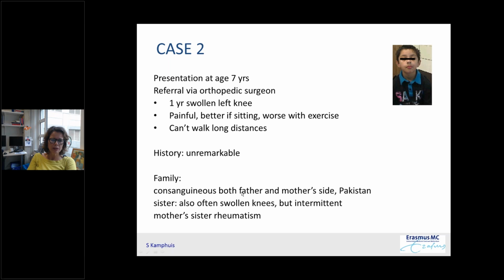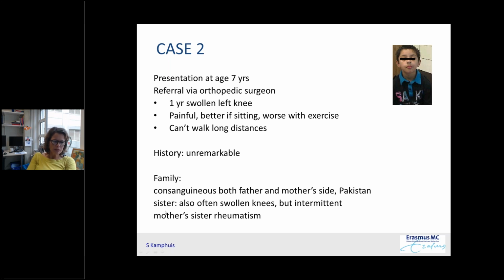So his family, he came from Pakistan, where it's very common to marry within families. So his grandfathers were brothers. Both grandfathers were brothers from the father's side, but also on the mother's side they were related. So this was typically a consanguineous family from Pakistan.